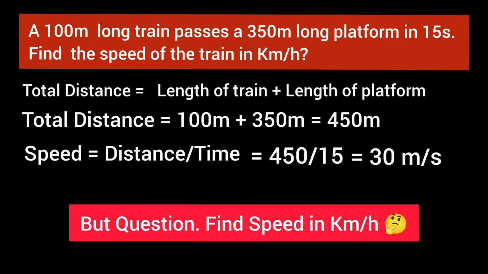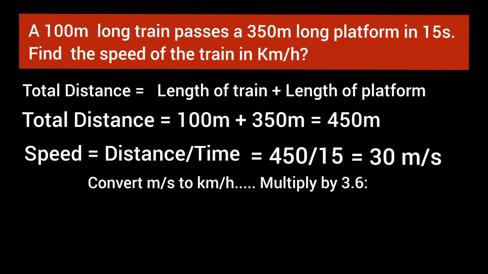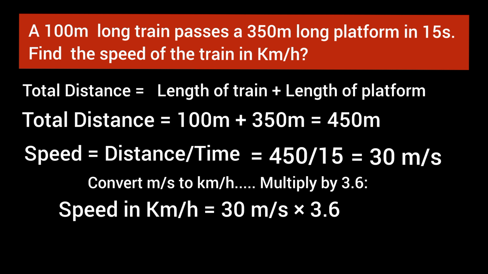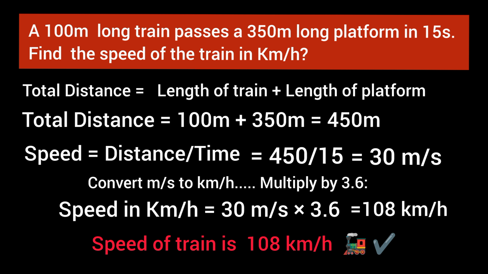But the question asks for the speed in kilometers per hour, not meters per second. So we need to convert the units. To convert meters per second to kilometers per hour, we multiply by 3.6. This is because 1 meter per second is equal to 3.6 kilometers per hour. So we take 30 meters per second and multiply it by 3.6. 30 times 3.6 equals 108, and that gives us our final answer. The speed of the train is 108 kilometers per hour.